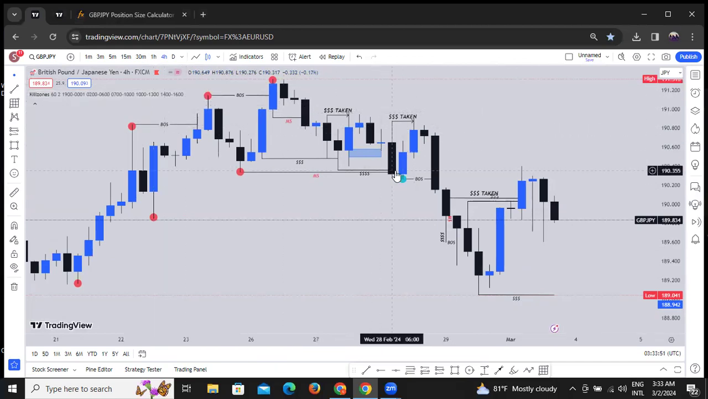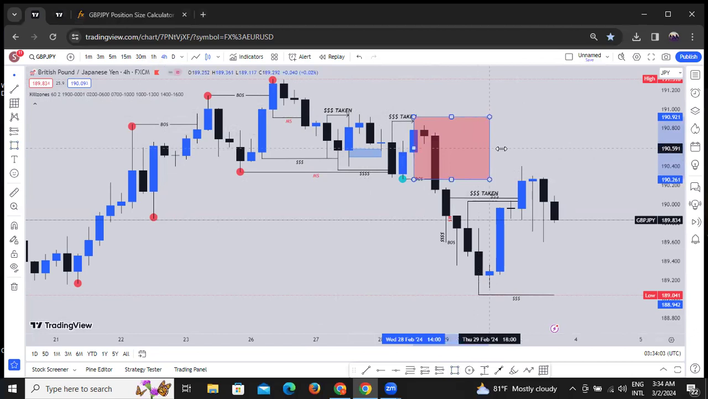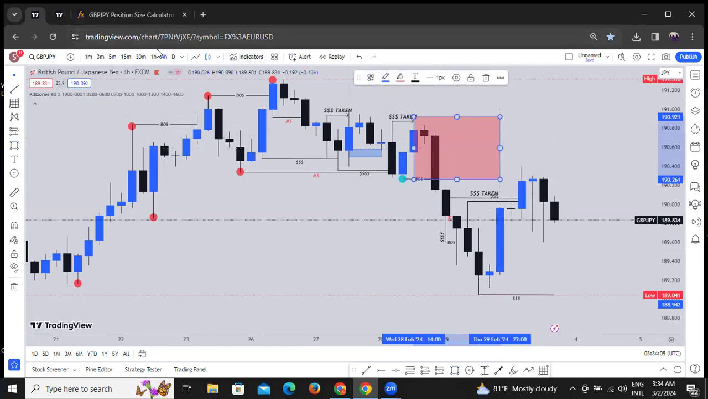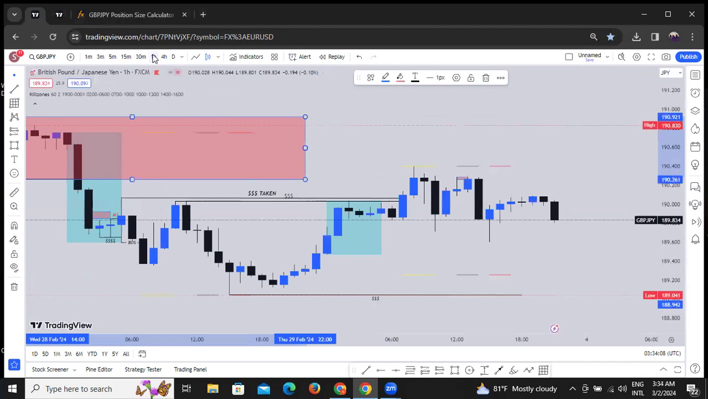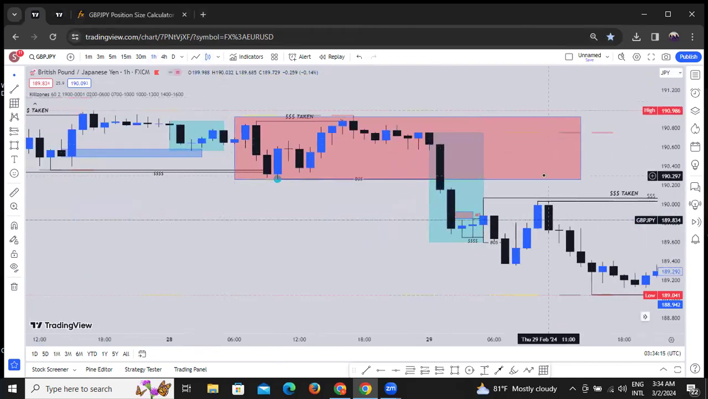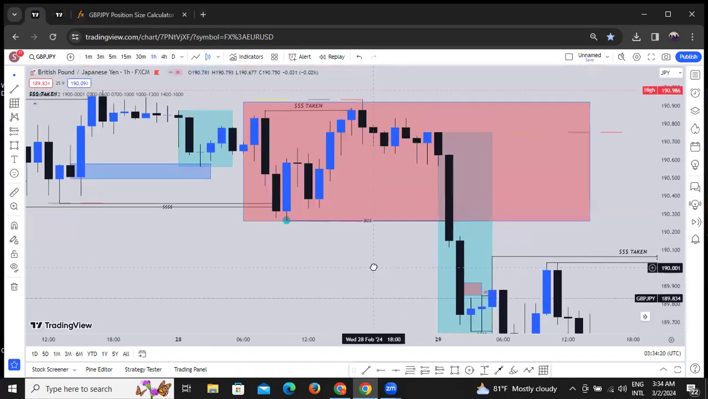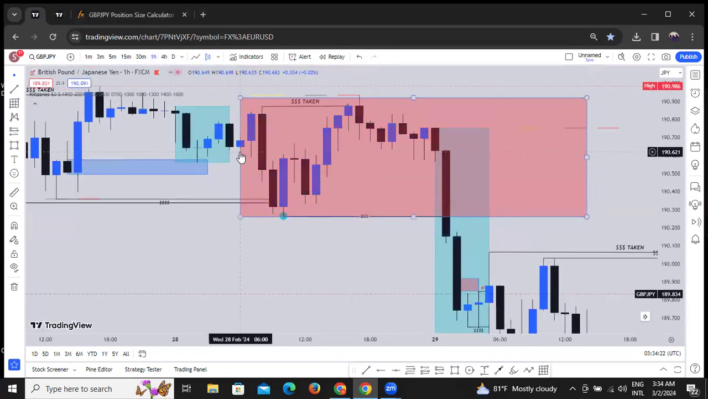After marking out my zone right here, I came down to the 1 hour time frame to see what's going on. Right. I came down to the 1 hour time frame, and what did I see? I saw a clear fair value gap.